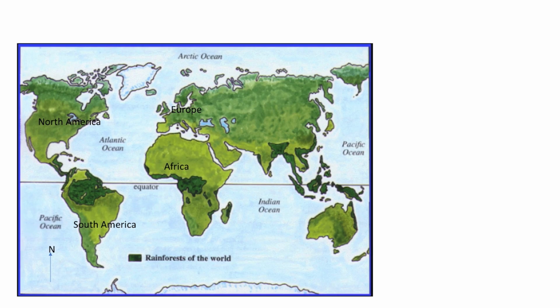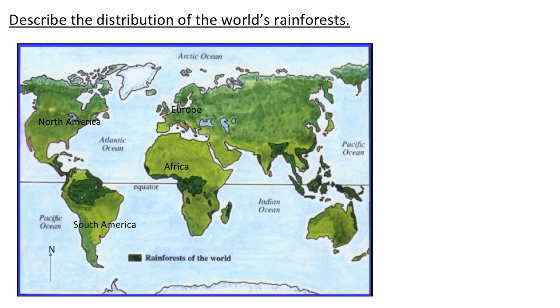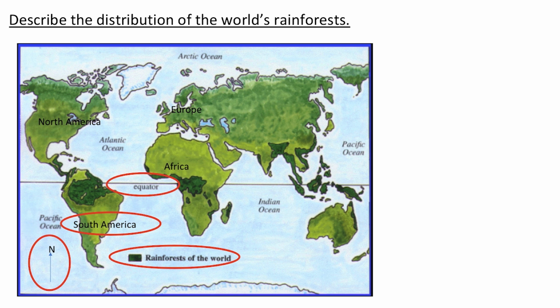Let's take a look at this map. The examiner has given us some key information. The question that would go along with this map is something along the lines of describe the distribution of the world's rainforests. On the map we've got the names of some of the continents. We've got the equator. We've got a compass point. And we've got a key which shows the dark green areas are the rainforests. Back to the question. Describe the distribution of the world's rainforests. We're being asked to think about where they are as well as where they're not.